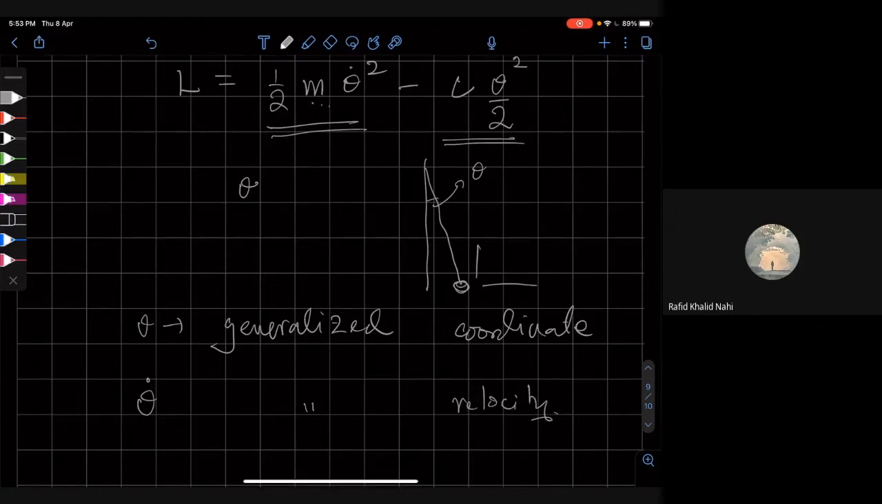So this means that if I take a very complicated system, all I need to do is write down the energy and the Lagrangian in terms of the degree of freedom that is the real degree of freedom, not the position in physical space.